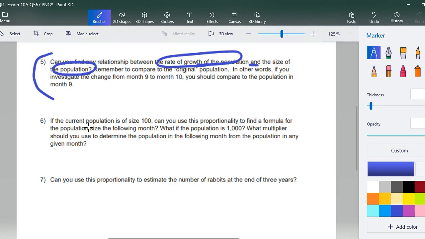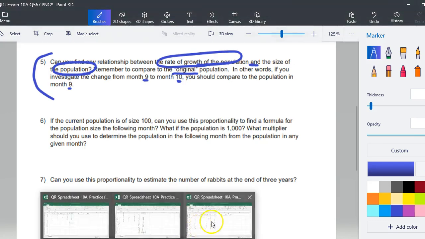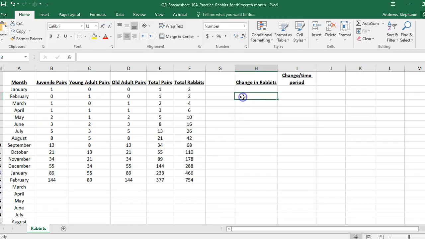They give us a hint to remind us to go back to the original or the beginning when we're talking about absolute change or relative change: the ending minus the beginning divided by the beginning. And if you investigate the change from month 9 to month 10, make sure you're going back to month 9 to compare that change. So on our spreadsheet, we were looking at change in rabbits. So let's go ahead and look at that again.